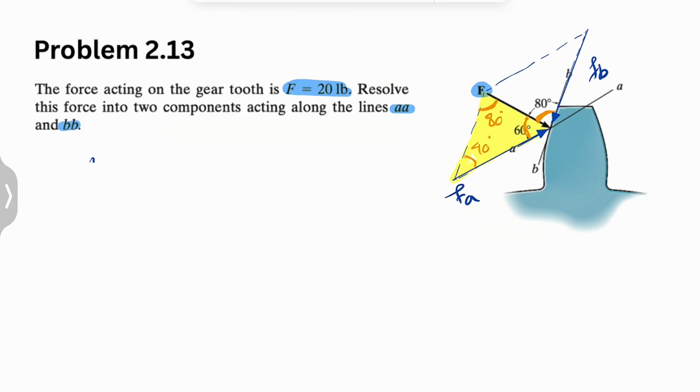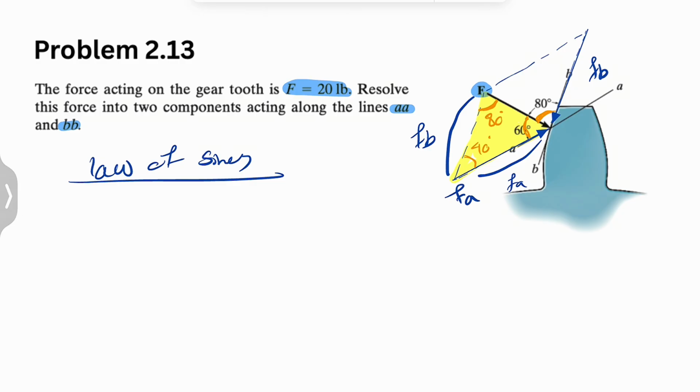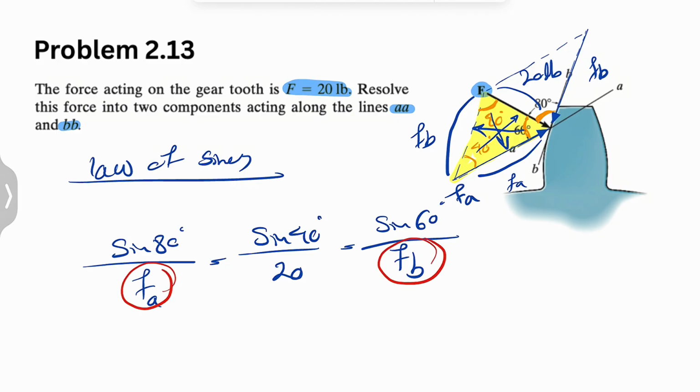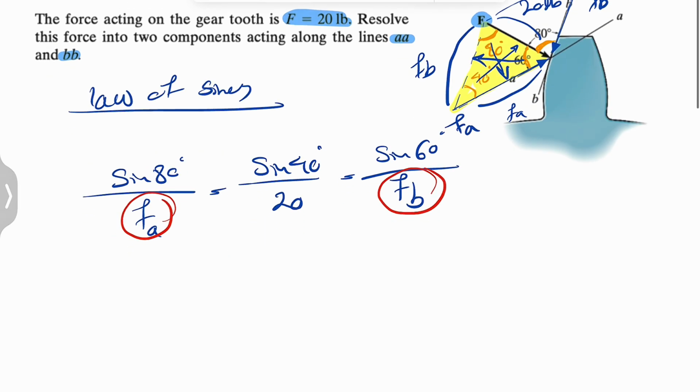So now we can use the law of sines. And for the law of sines, we have this side FB, the bottom side is FA, and this side would be our F, which we know is 20 pounds. So we have sine of 80 degrees over the side that is facing that, FA. We have sine of 40 degrees over that side would be 20 pounds. And we have sine of 60 degrees over FB. Right, and what we need to figure out in here is FA and FB, and that's what the question is telling us.